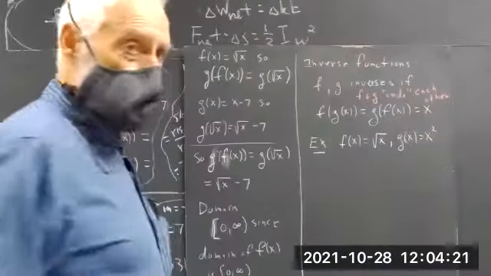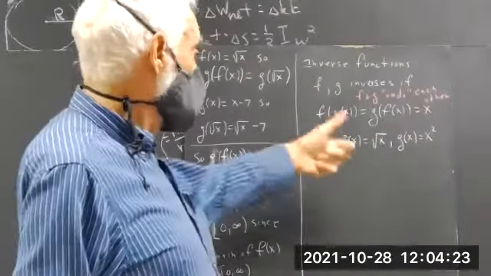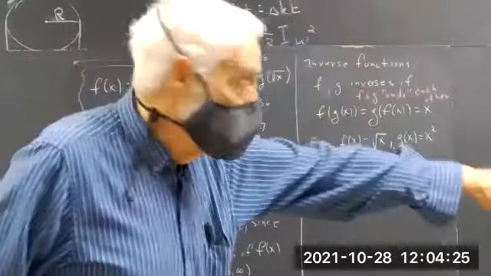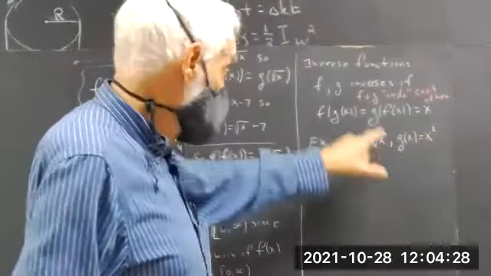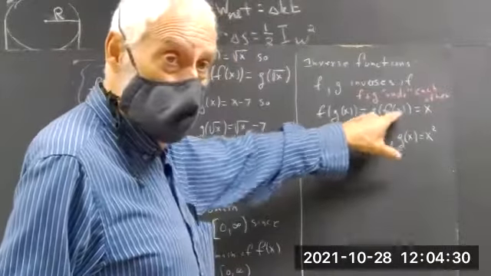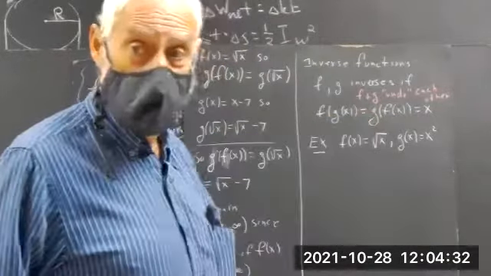F and g undo each other. Whatever you start with, g does something, f undoes it and brings you back to what you started with. And similarly, whatever f of x does, g undoes it and brings you back to what you started with.